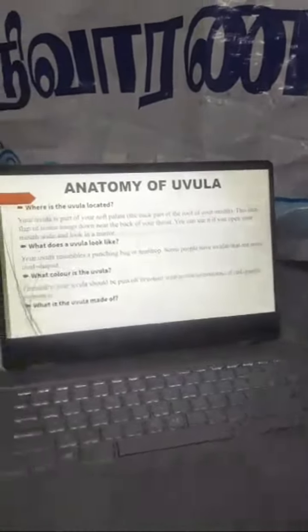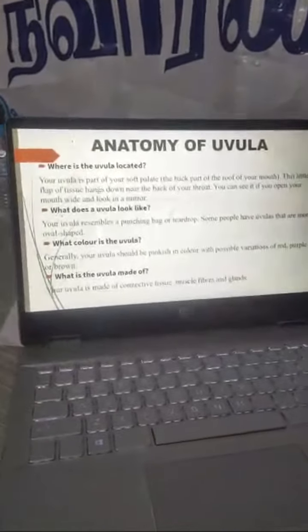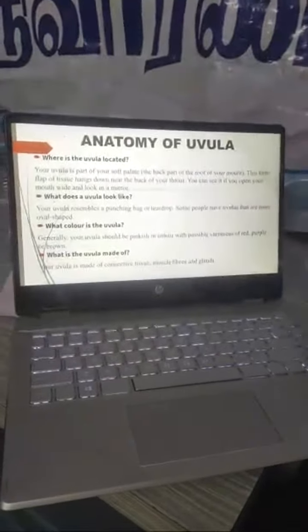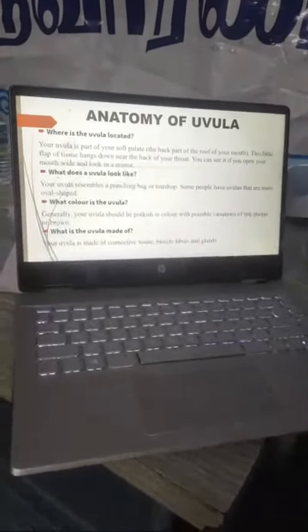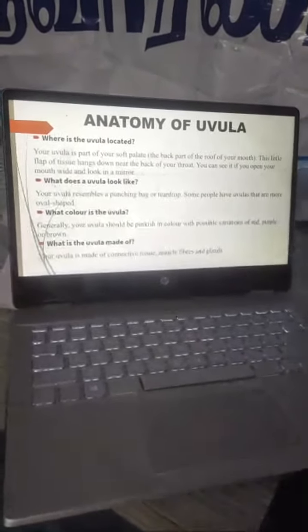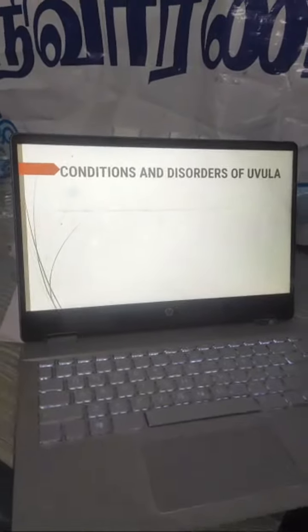Okay, then what is the uvula made up of? It is made up of connective tissue and muscle fiber. It is also made up of a muscle fiber that makes the uvula hold in the center.